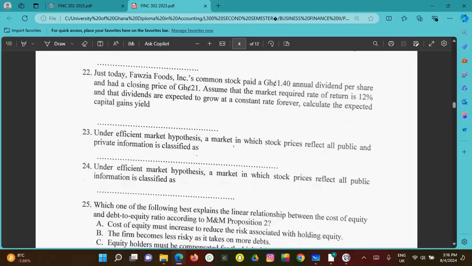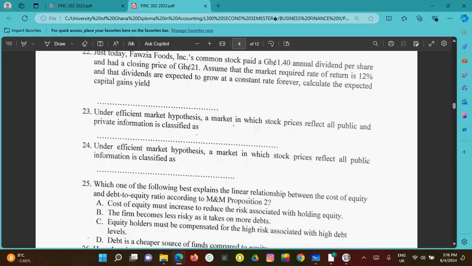Number 23: under efficient market hypothesis, a market in which stock prices reflect all public and private information is classified as what? This is a strong efficient market. So strong efficient market.